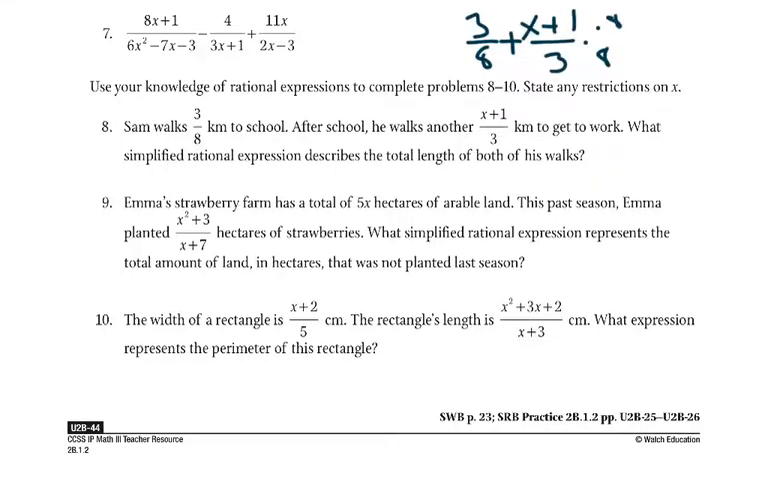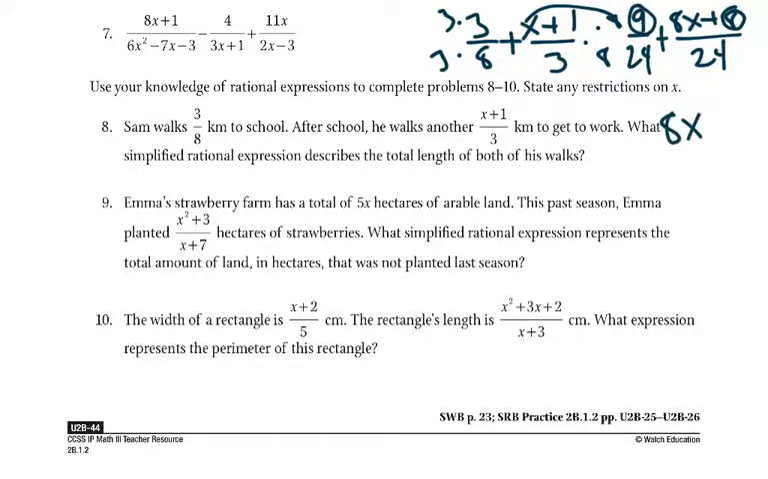So times this side by 8: (8x + 8)/24, plus times this side by 3: 9/24. So 9 plus 8 would be 17, so we'd have (8x + 17)/24. There we go. 9. So a restriction, there's no restrictions because there's no variable on the bottom.